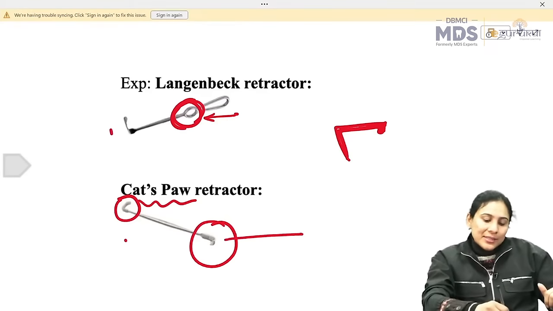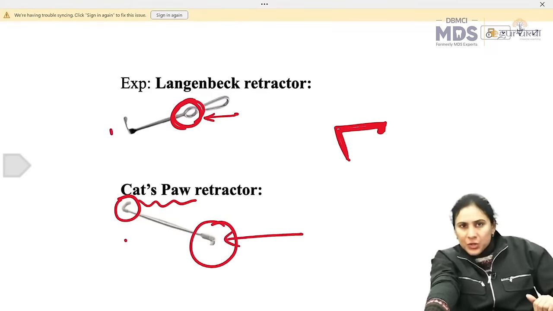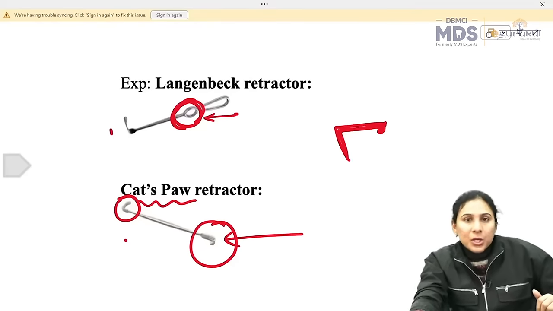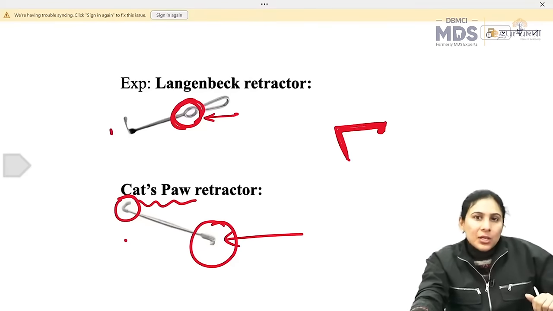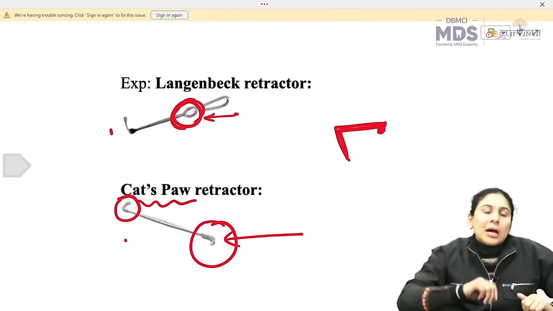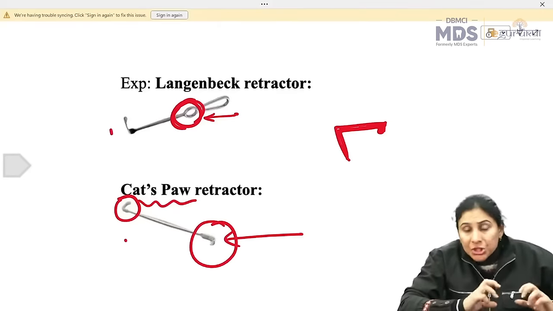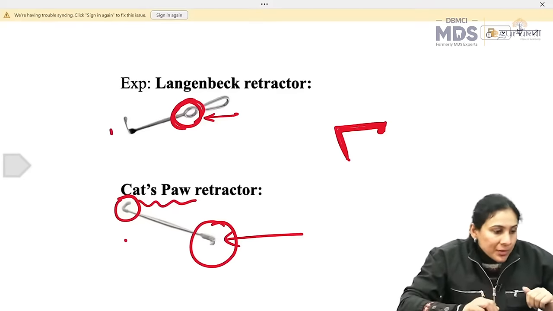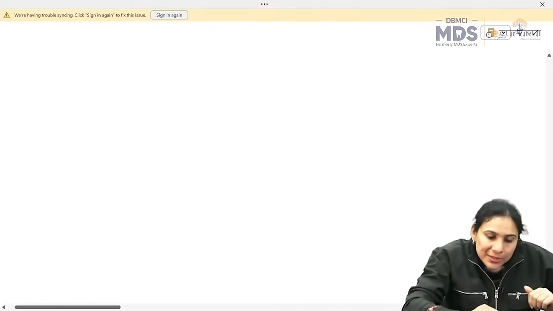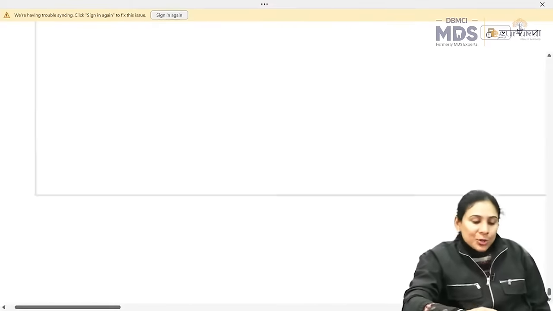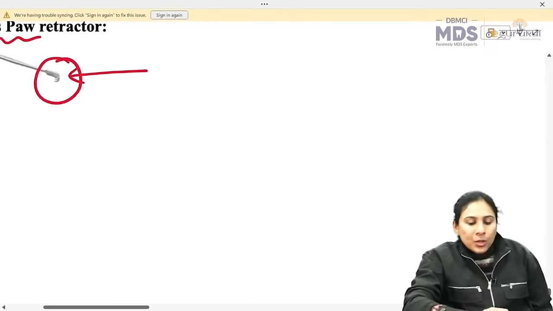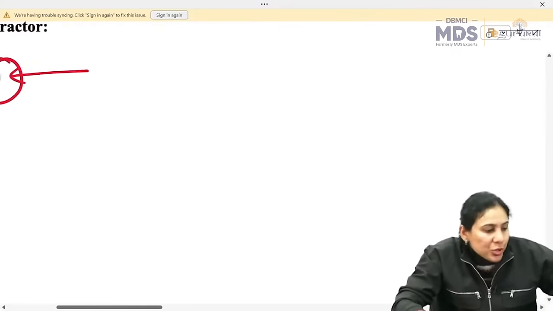Cat's paw retractor, this end you cannot use for nerves, you cannot use for tongue. You can use for hard structures sometimes, like if you have to retract the galea or some aponeurosis, some ligaments, you can use the sharp end of the cat's paw retractor. Alright, so this brings us to the end of the PYQ marathon. I hope you guys have made most use of it.